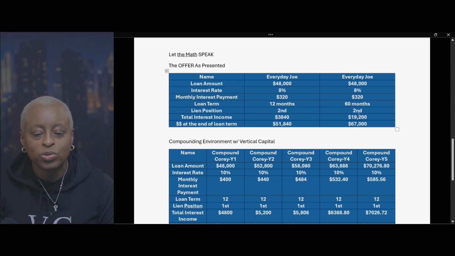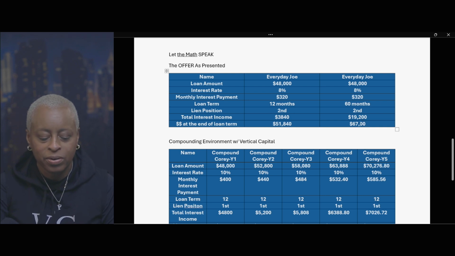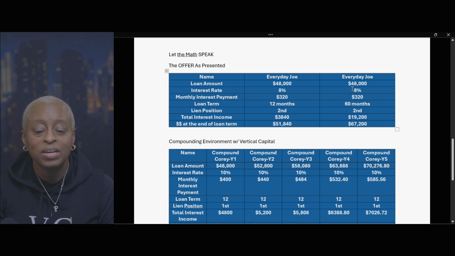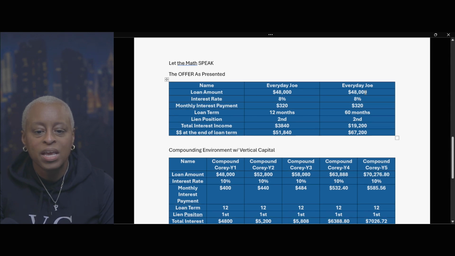Second lien position, again, the riskiest position out there. And the total interest income is $19,200. So when you add that 48 to the 19, oh, my math is wrong. It should be $67,200, right? So there should be a 2 here. I'm going to change it right here on screen. So it should be $67,200.